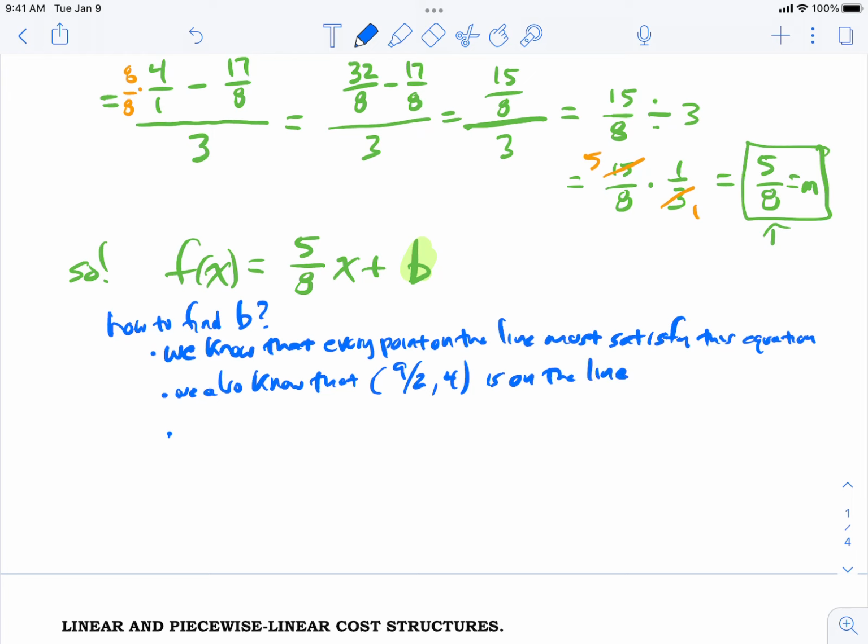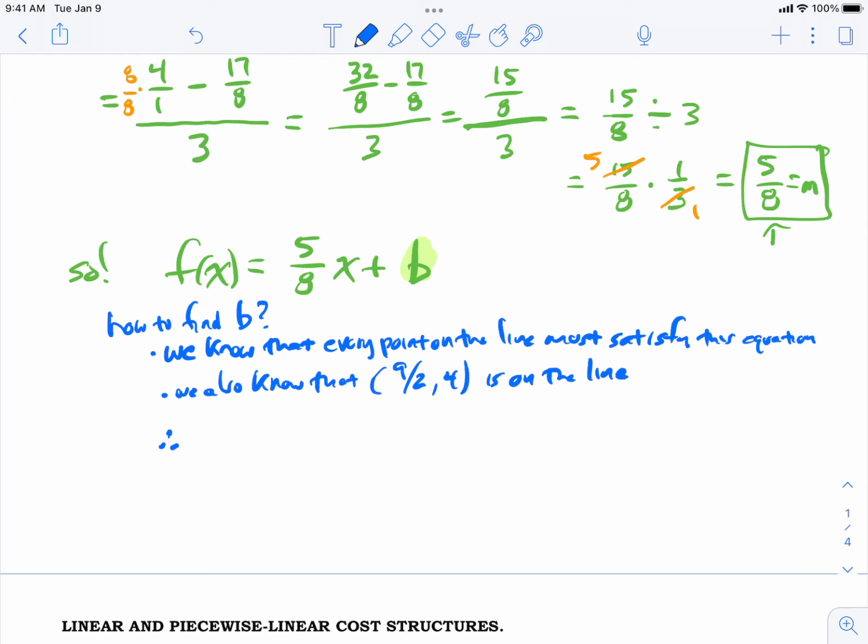This is called a syllogism. This, that, therefore, blah. We know every point must satisfy the equation. We also know that that point is on the line. Therefore, by the way, 3 dots in a triangle means therefore. It's a beautiful abbreviation, whoever came up with it. It's a lot easier than writing therefore.